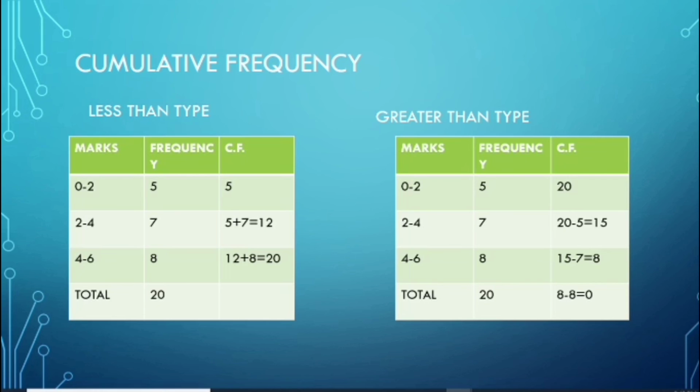So in less than type, the last value of the cumulative frequency will be the total. But in the greater than type, the last value of the cumulative frequency will be 0. In greater than type, you just keep on subtracting the frequency of the previous row from the cumulative frequency to get the cumulative frequency of the current row.